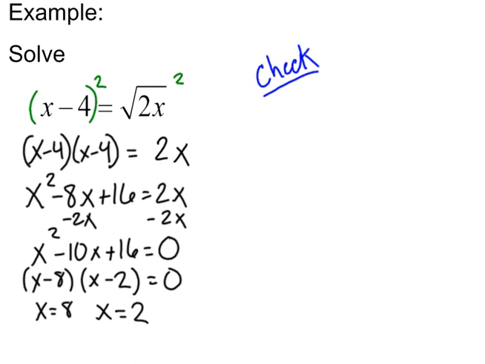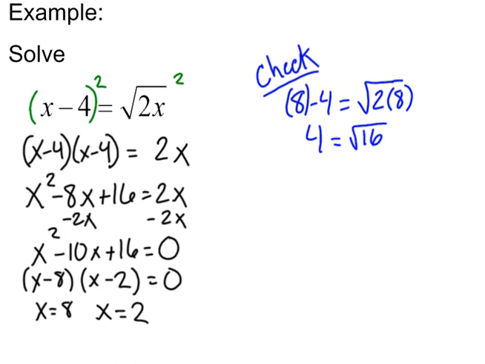So let's check it. Let's start with the 8. So 8 minus 4 equals the square root of 2 times 8. So I plug the 8 into both of the x's. So 8 minus 4 is 4. 2 times 8 is 16. And 4 does equal 4. So plugging in 8 did work. So x does equal 8.